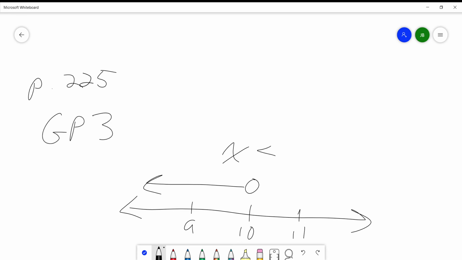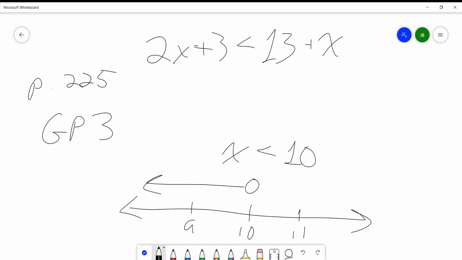X is less than 10. It's your answer. How did we get there? I'm glad you asked. Thank you for asking. 2x plus 3. This is what they gave us. 2x plus 3 is less than 13 plus x. Now we have variables on both sides. So let's subtract. I'm going to subtract x from both sides.